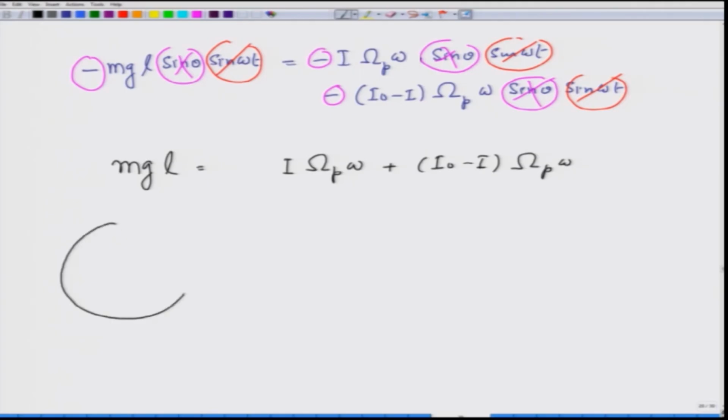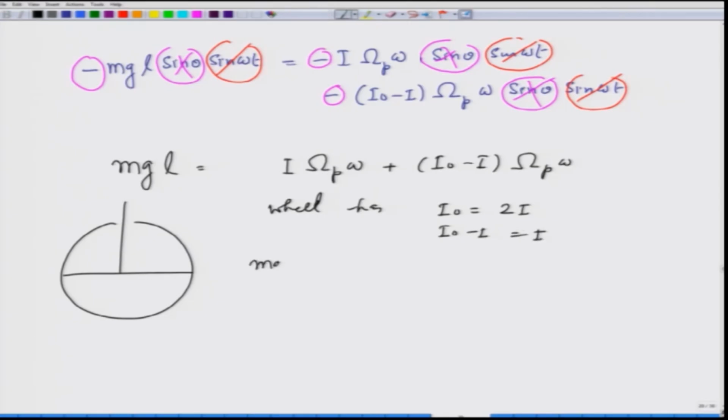Now, this wheel, by the perpendicular axis theorem, whether it is a wheel or a disc, has I0 equals 2I, and therefore I0 minus I is also I. So, we have mgL is equal to I, where I is the moment of inertia about a diameter, omega p omega times 2, and this immediately gives you that precession velocity omega p is equal to mgL over 2I omega.